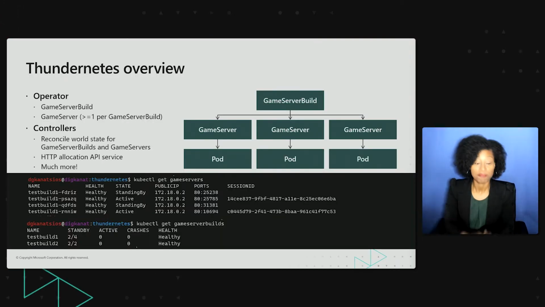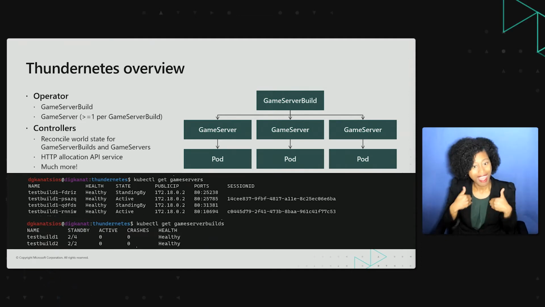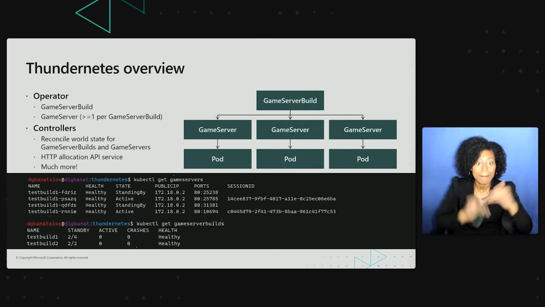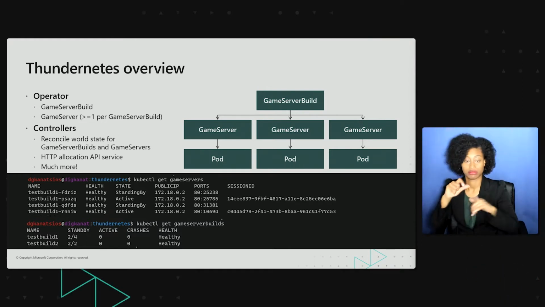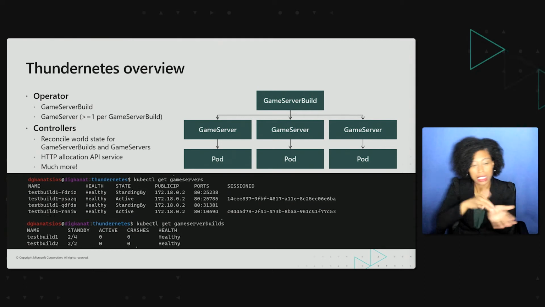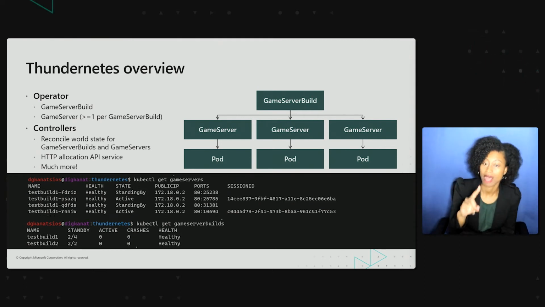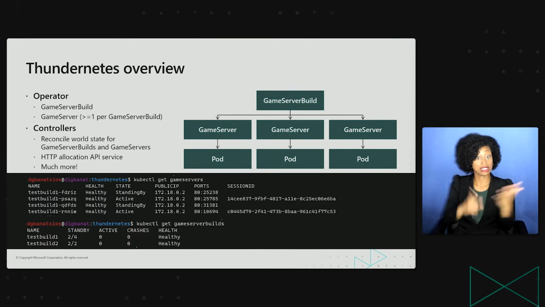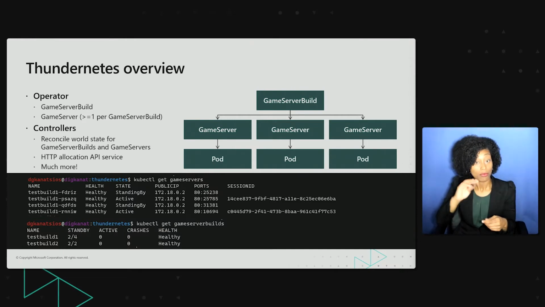So let's talk about Thundernetes, a quick overview. We mentioned it's an operator, so we have 2 custom resource definitions. We have the GameServerBuild, where we tell it, hey, we want one to many game servers. The controller will react to that and create game servers, and then another controller will create the pods. And that is exactly the work of the controller. You tell it the desired state, and the controllers will do everything in their power to make sure that the world state matches the desired state.